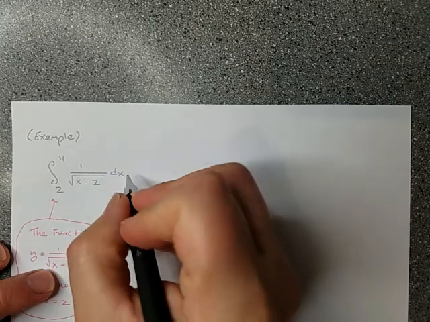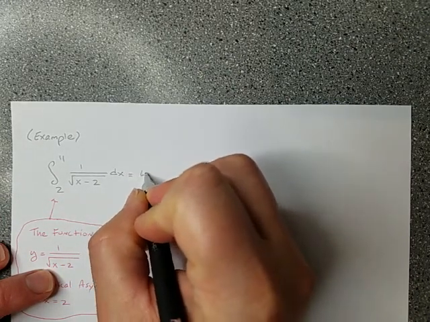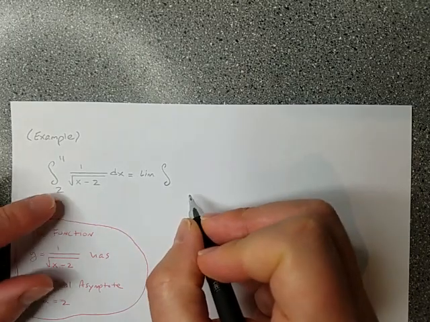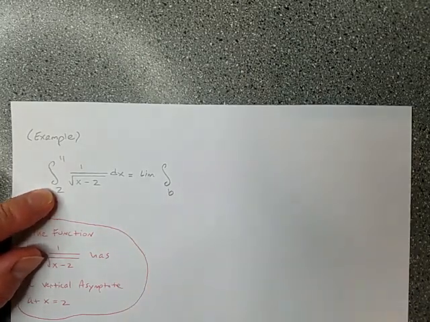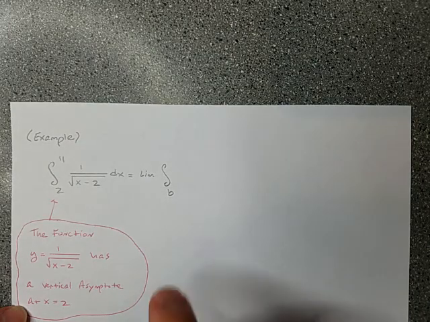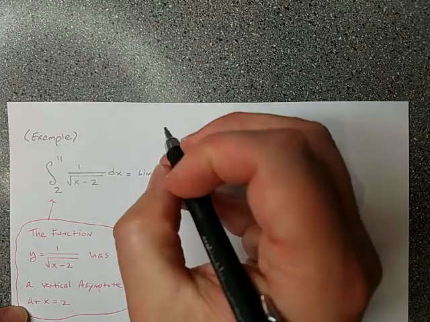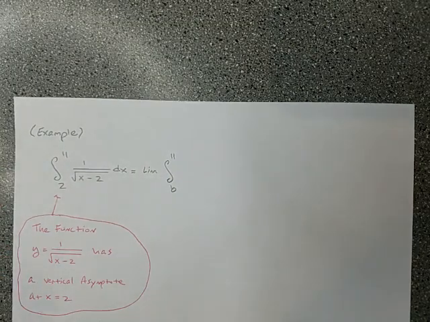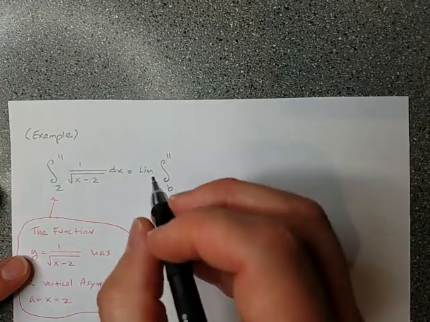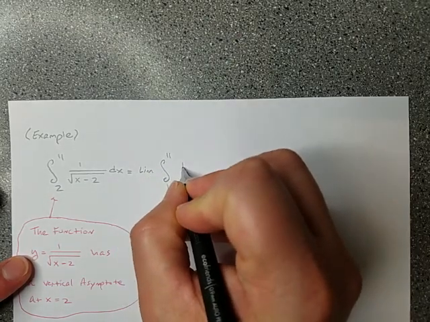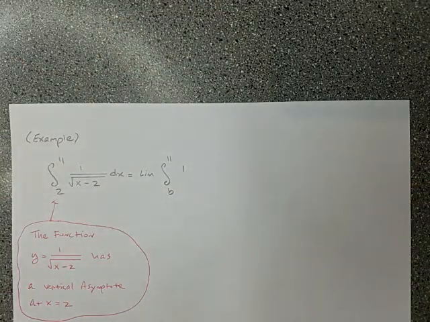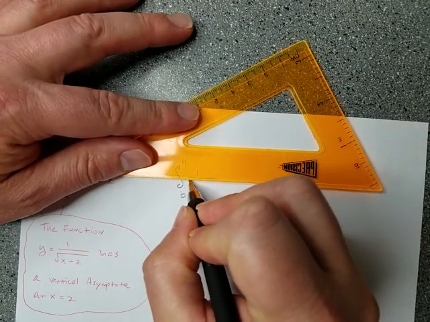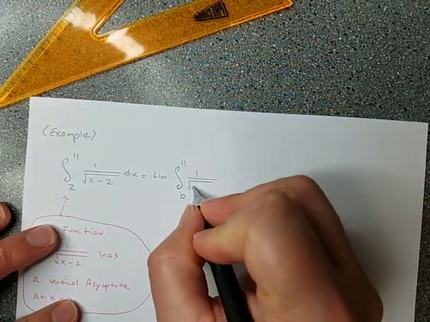So here's what we do. We take the limit, and I replace the 2, the number where there is a vertical asymptote, with b, which is a number under my control. I leave the 11 because there are no issues with the 11, and otherwise I'm going to leave this function in there the way it is: 1 over the square root of x minus 2.